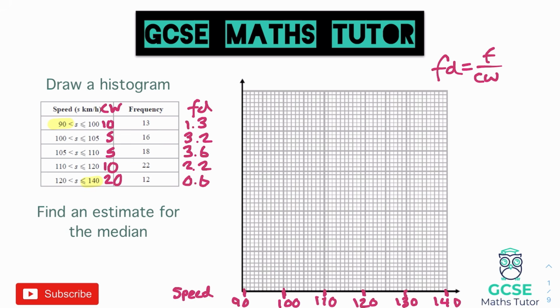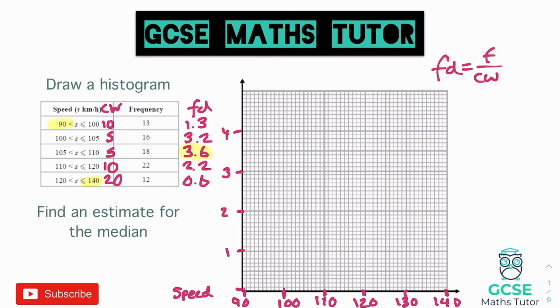Now up the other side we're going to do frequency density. Before you do that, you just want to identify where your biggest number is. So 3.6 is our biggest frequency density, so we need to probably go up to 4. If I have this as 1, starting down here at 0, that would make this one 2, 3 and 4. So that looks fine. We could probably scale that a little bit bigger, but that is going to be absolutely fine. So 1, 2, 3, 4.